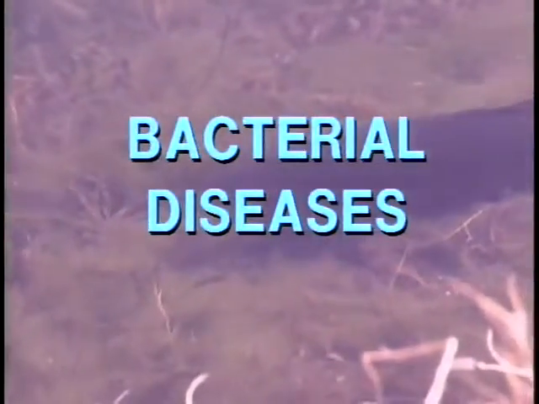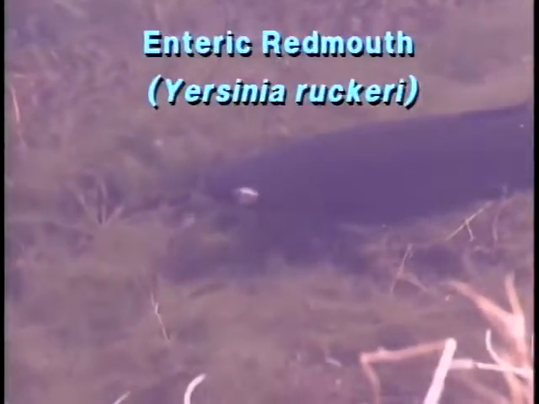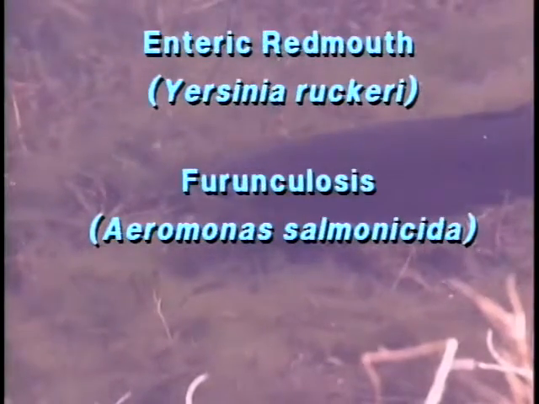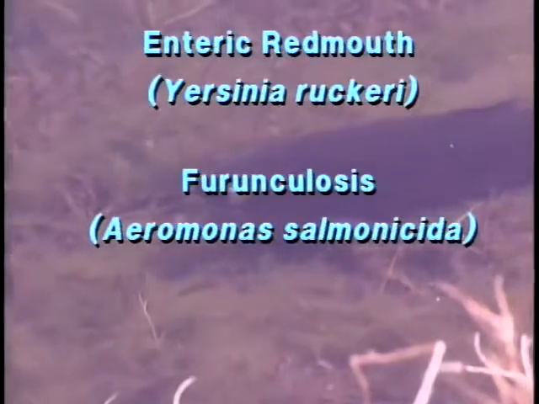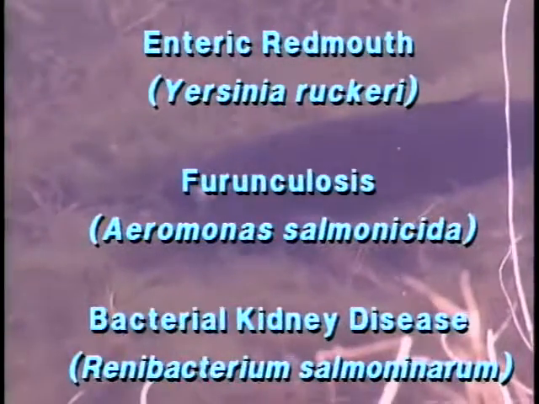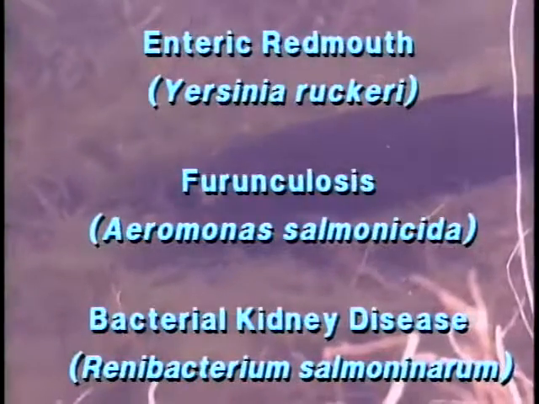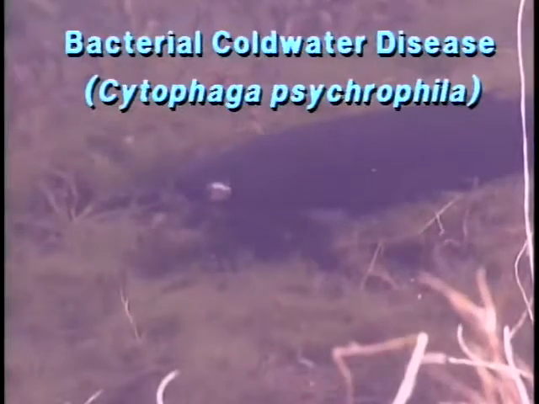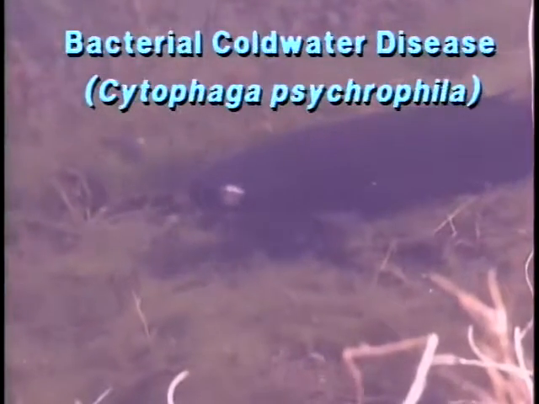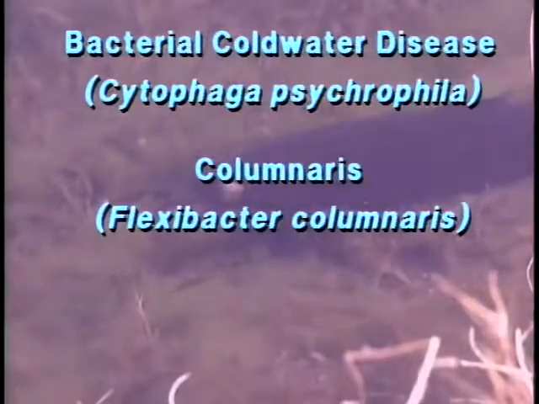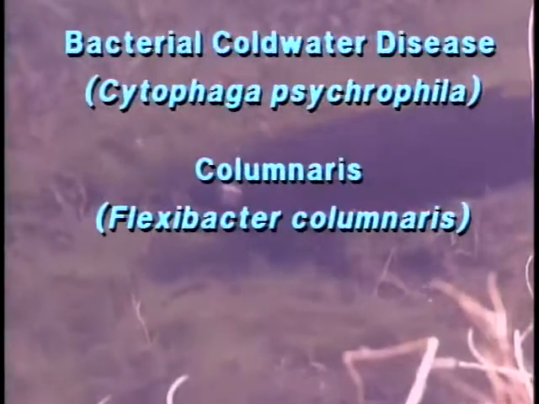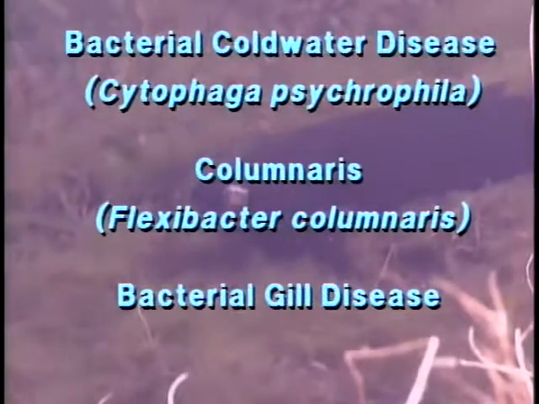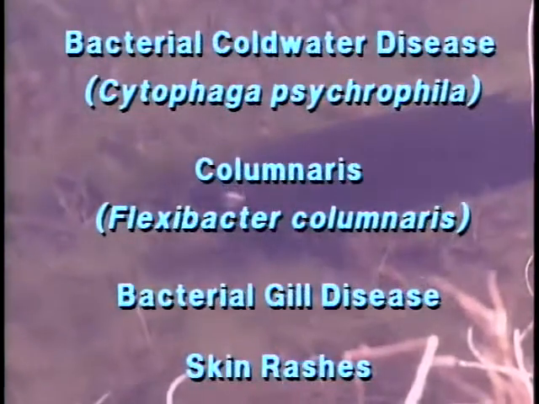Bacterial diseases in trout include enteric red mouth caused by Yersinia ruckeri, furunculosis caused by Aeromonas salmonicida, bacterial kidney disease caused by Renibacterium salmoninarum, bacterial cold water disease caused by Cytophaga psychrophila, columnaris caused by Flexibacter columnaris, environmentally induced bacterial gill disease, and various skin rashes thought to be caused by bacteria.